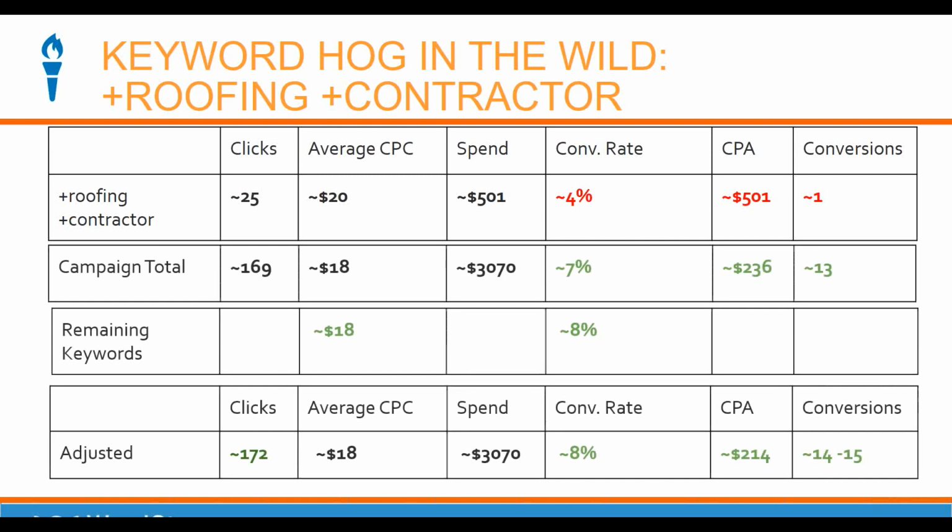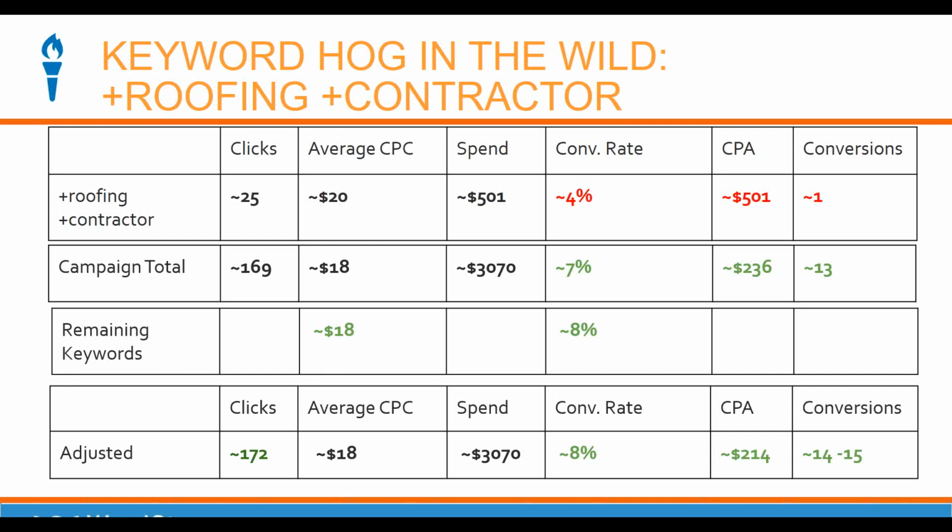Now, if we exclude roofing contractor from this group and just take a look at the remaining keywords performance, we see we have an even better conversion rate than our campaign average of 8% and an average CPC of $18. So keeping those two metrics consistent, we can predict what will happen if we remove roofing contractor from this group altogether, or from this campaign altogether.